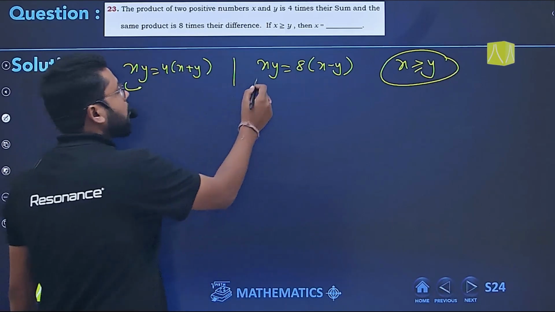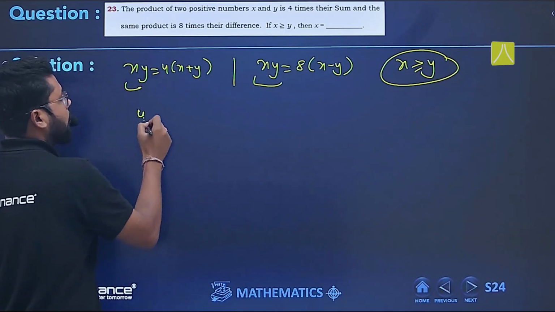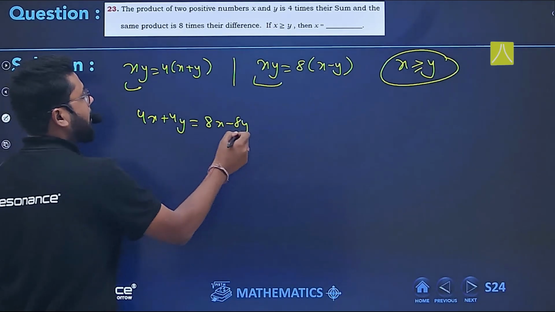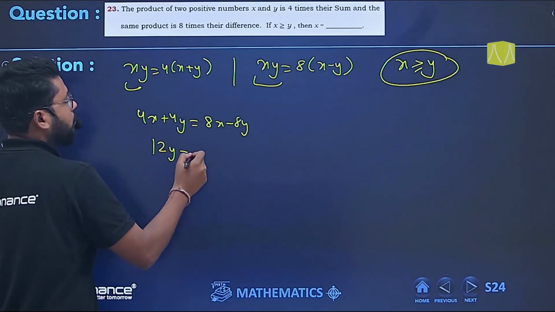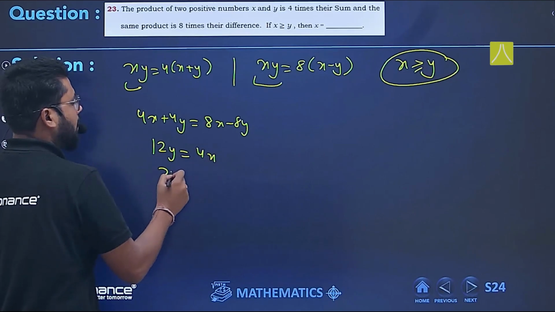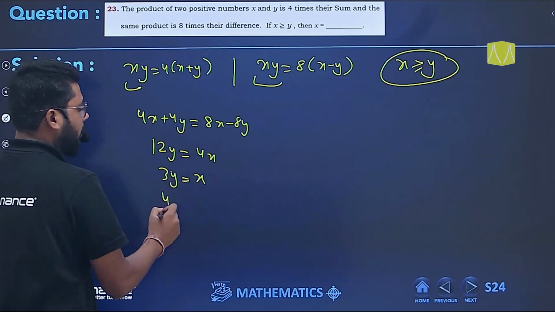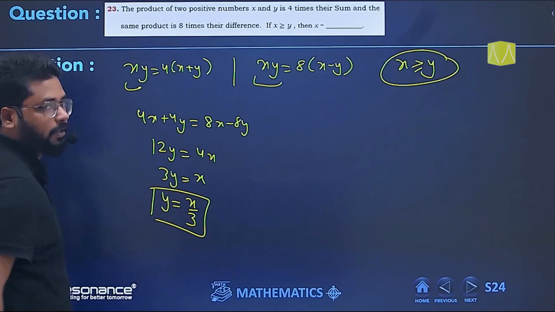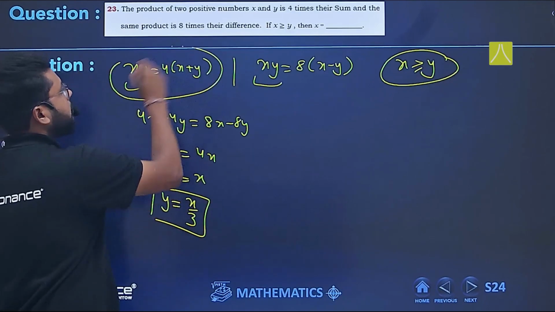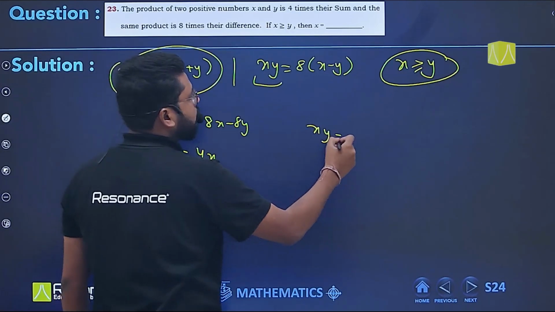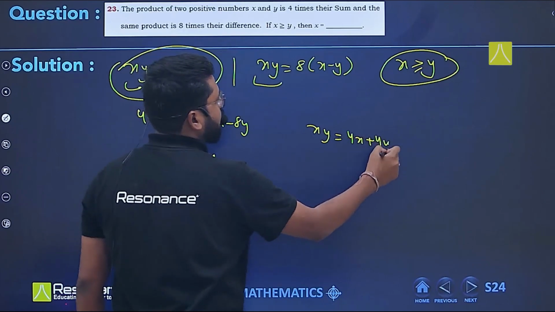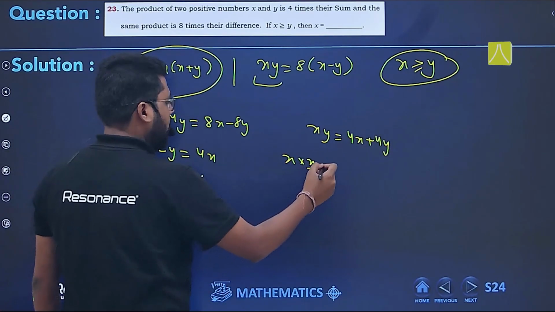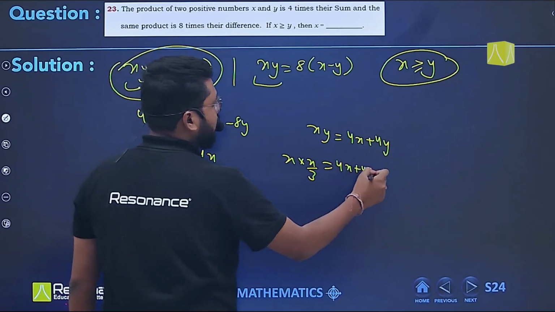If both are equal to xy, so we can take 4x plus 4y equals 8x minus 8y. This means 12y is equal to 4x, or 3y is equal to x. Or we can take y is equal to x by 3. Okay. So in our first equation, xy is equal to 4x plus 4y. So we substitute the value of y here. So x into x by 3 equals 4x plus 4 into x by 3.